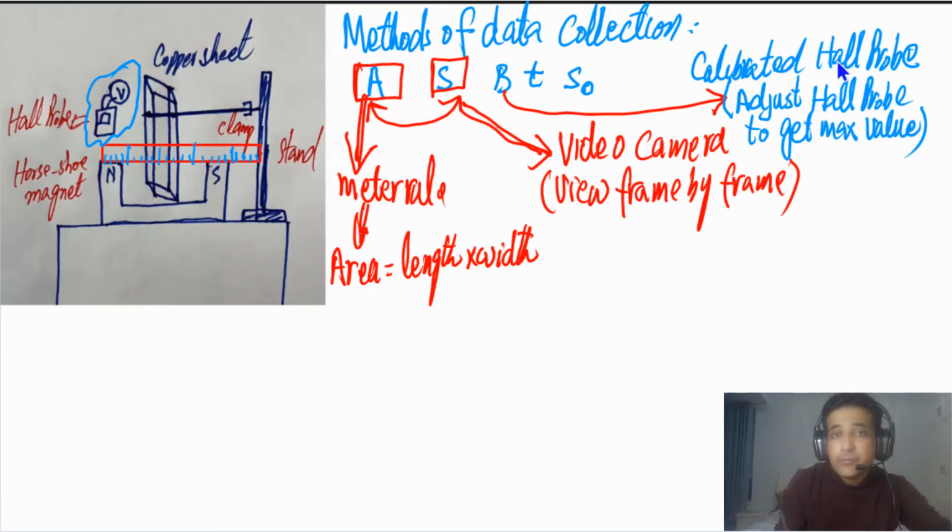Now the next point we need to understand is for T. So we will be talking about T now. How can we measure T?